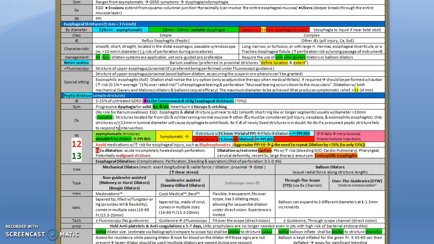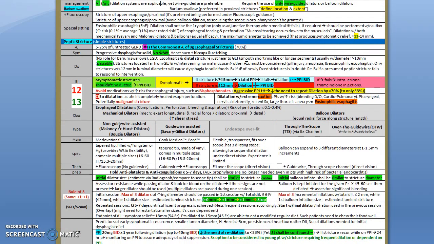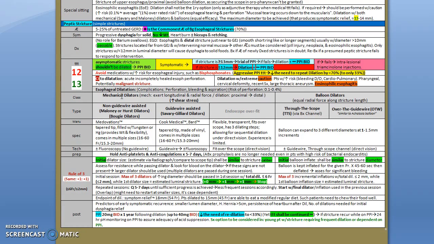Regarding the peptic strictures, which usually are simple, we said the etiology is 70% of the time GERD related. Symptoms-wise, usually these patients do not complain of weight loss, but they usually have a progressive dysphagia for solids. Regarding the diagnosis and treatment, remember the critical caliber here is 12. This is your target to look for.